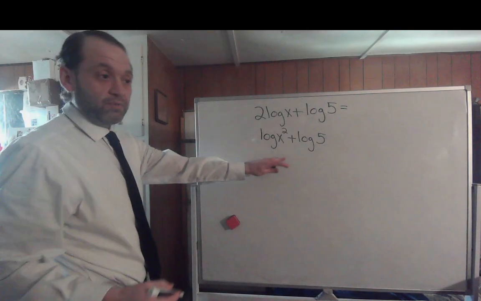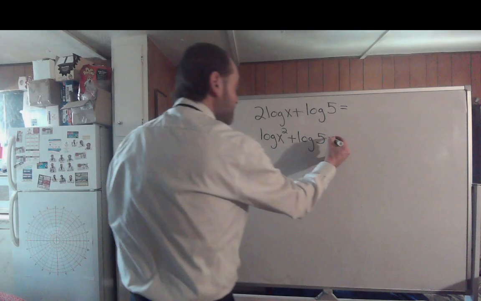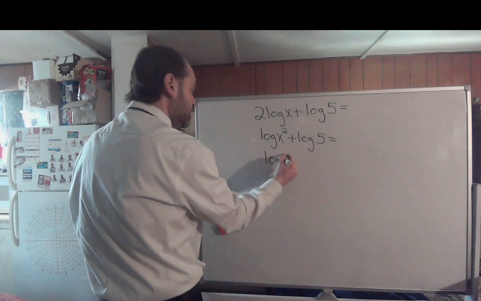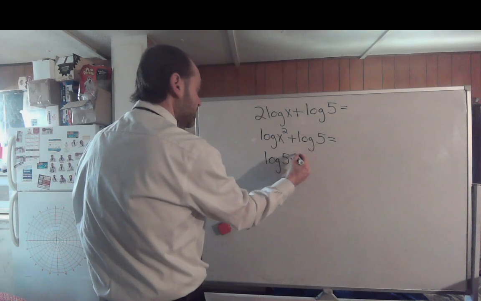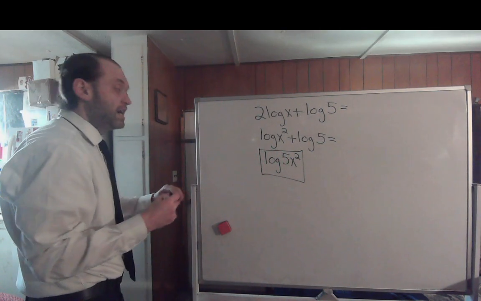Now you have a sum of logs, which is the same as a product. So this would turn into the log of 5x squared. And that would be your simplified answer. You would get the log of 5x squared.